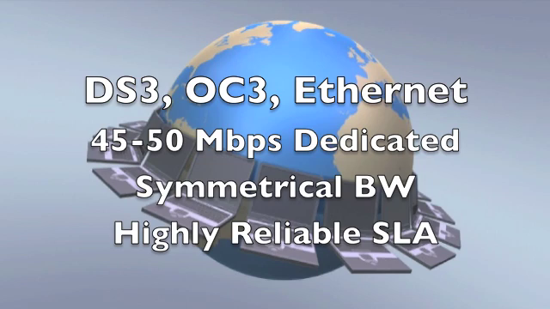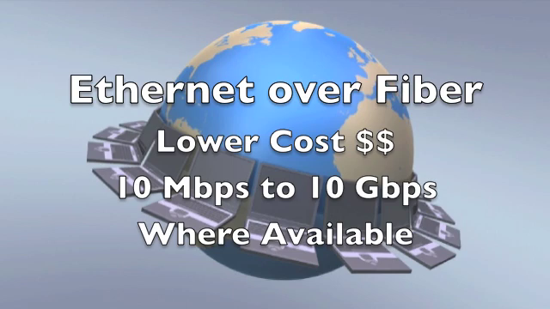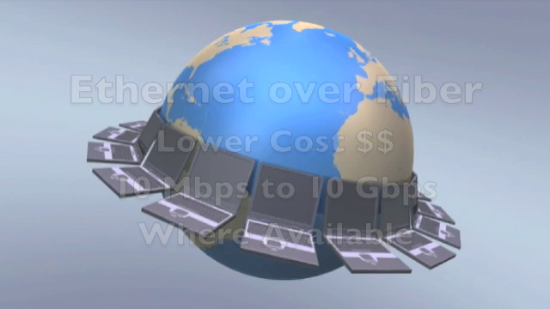Let's compare DS3, OC3, and Ethernet over fiber. All three will give you 45 to 50 megabits per second in dedicated symmetrical bandwidth. All three are highly reliable and come with service-level agreements. DS3 and OC3 have been around longer and may be easier to find. Carrier Ethernet is newer, but where available, it often has a significant cost advantage. It's also easier to scale Ethernet bandwidth up and down as you need to. Popular Ethernet bandwidths range from 10 megabits per second on up to 10 gigabits per second, with 50 and 100 megabits per second now commonly used in business.